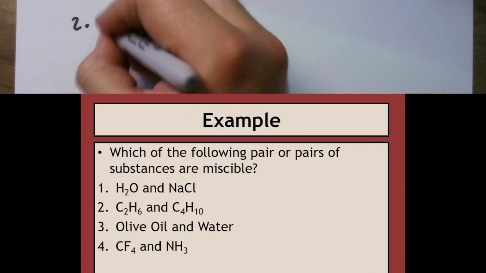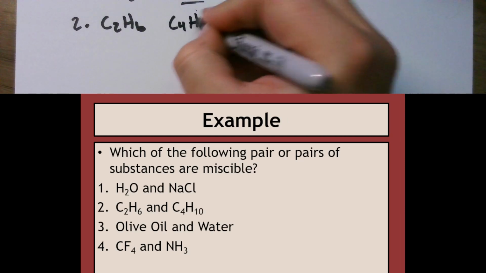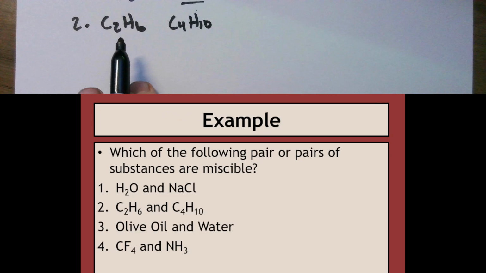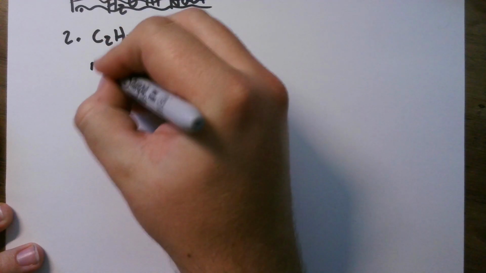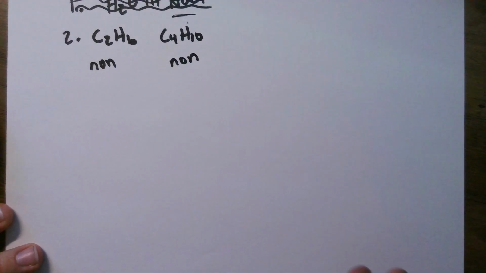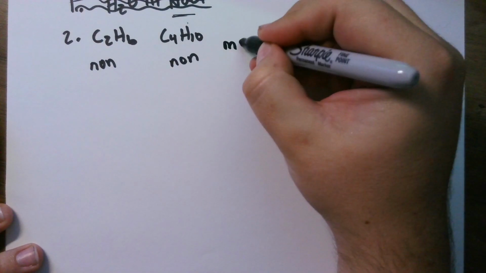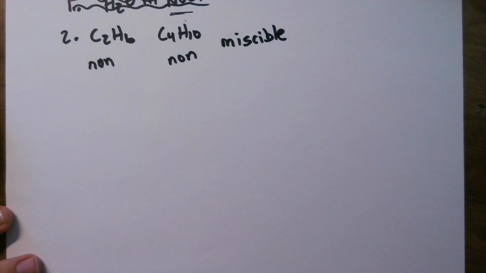Besides that, let's go to the other ones though. C2H6, C4H10. C2H6 is non-polar, and so is C4H10. And remember, I know that without looking at their structures because they're made entirely of carbon and hydrogen. I know they're non-polar. Non-polar things mixed together, these are miscible because they're both non-polar.